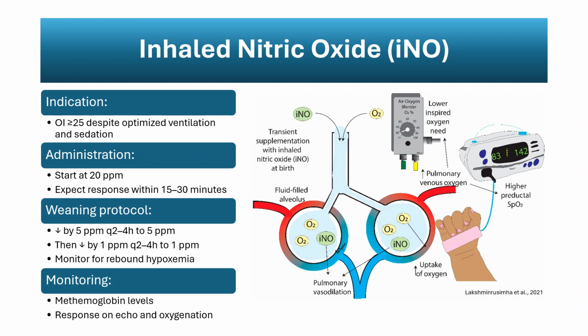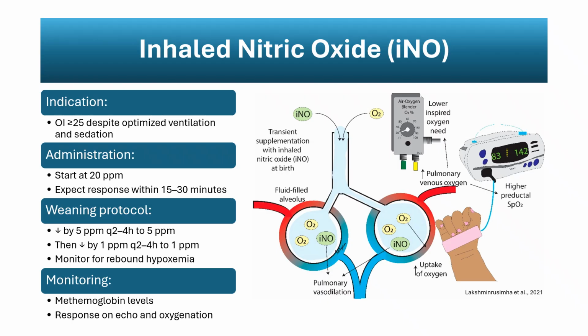Therapy is initiated at 20 parts per million, and response is expected within 15 to 30 minutes, allowing rapid assessment of efficacy. iNO must be weaned gradually to prevent rebound pulmonary hypertension, initially by 5 parts per million every 2 to 4 hours down to 5, then 1 part per million every 2 to 4 hours to 1.